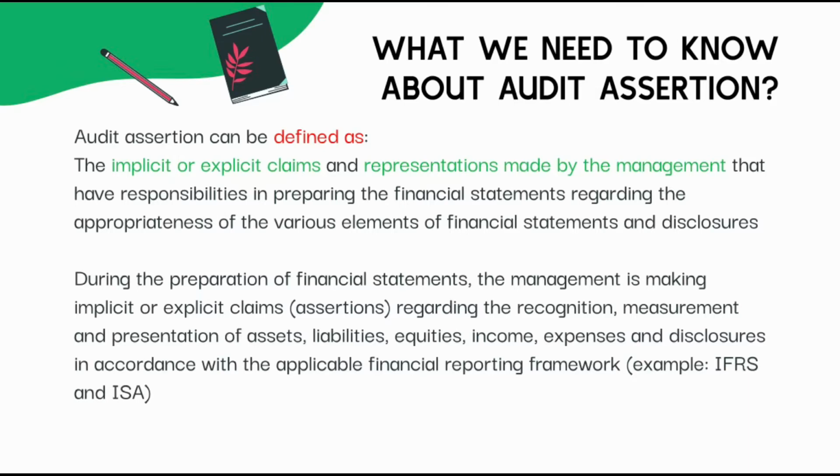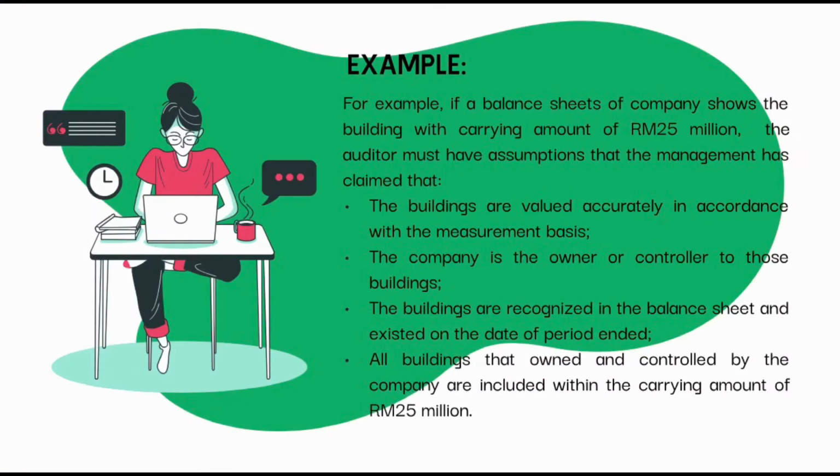for example, IFRS and ISA. So the example for audit assertion is if the balance sheet of a company shows a building with a carrying amount of 25 million ringgit, the auditor must assume that the management has claimed that the buildings are valued accurately in accordance with the measurement basis, the company is the owner or controller of those buildings, the buildings are recognized in the balance sheet and existed on the date of period end, and all buildings that are owned and controlled by the company are included within the carrying amount of 25 million ringgit.